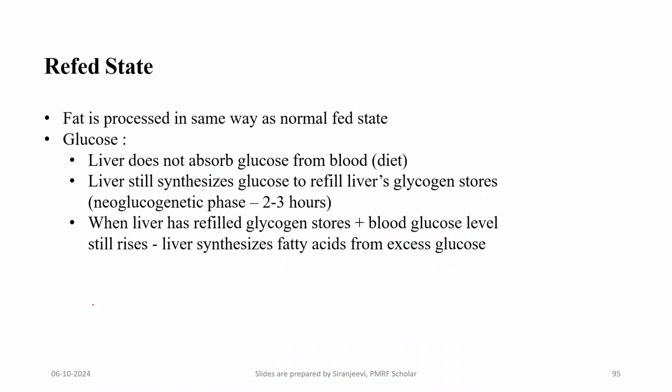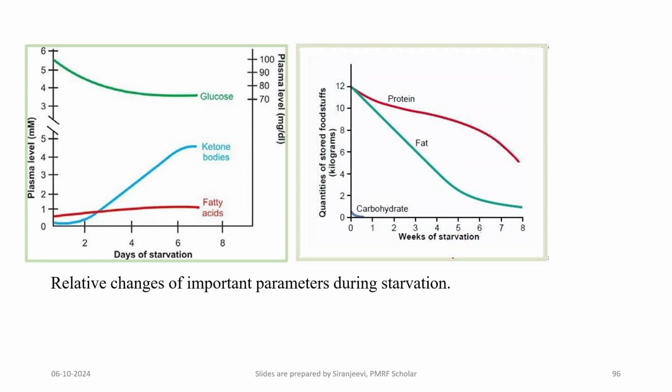After the fasting, that is usually overnight fasting, we will usually have the refed state, that is breakfast time. So whenever you take breakfast, the liver will not take up or absorb the glucose because it is still in the gluconeogenesis phase of 2 to 3 hours. And when the liver has refilled the glycogen stores, the blood glucose level still rises. The liver synthesizes fatty acids from the excess glucose. And these are the different levels of metabolism of different biomolecules in the case of the starvation stage.